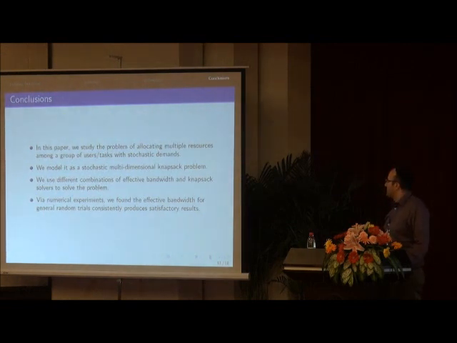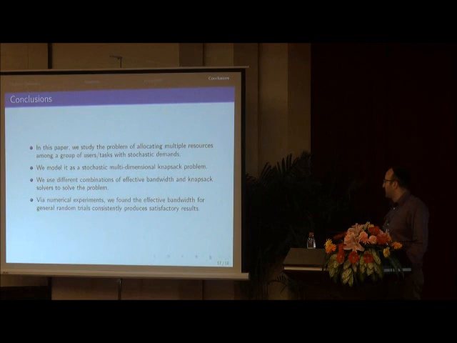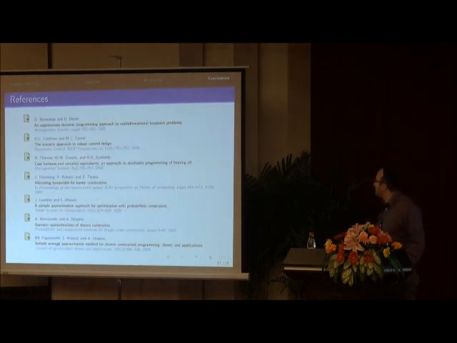In conclusion, in this paper, we studied the problem of allocating multiple resources among a group of users with stochastic demands, and we modeled it as a stochastic multi-dimensional knapsack problem. We used a combination of effective bandwidth and knapsack solvers to solve the problem, and via numerical experiments, they found the effective bandwidth for general random trials consistent with satisfactory results. The next slide just shows the references of the paper.